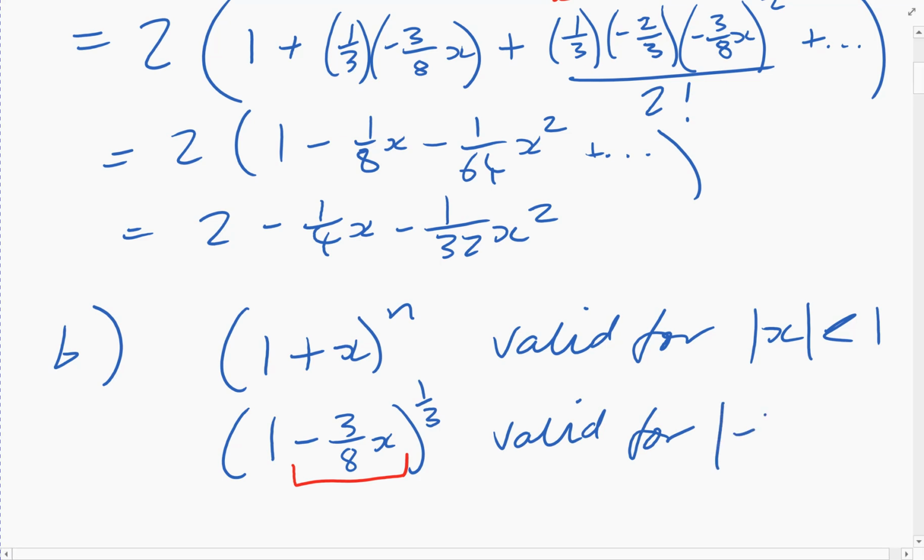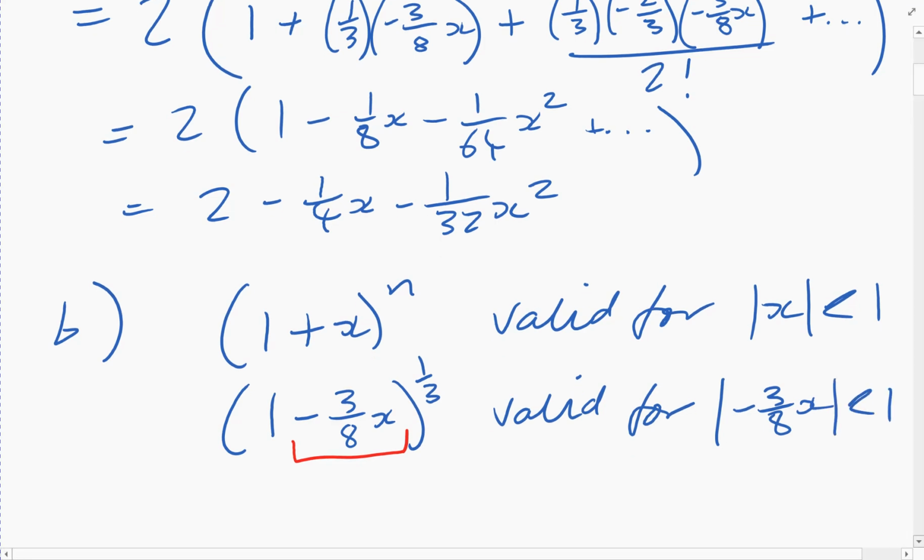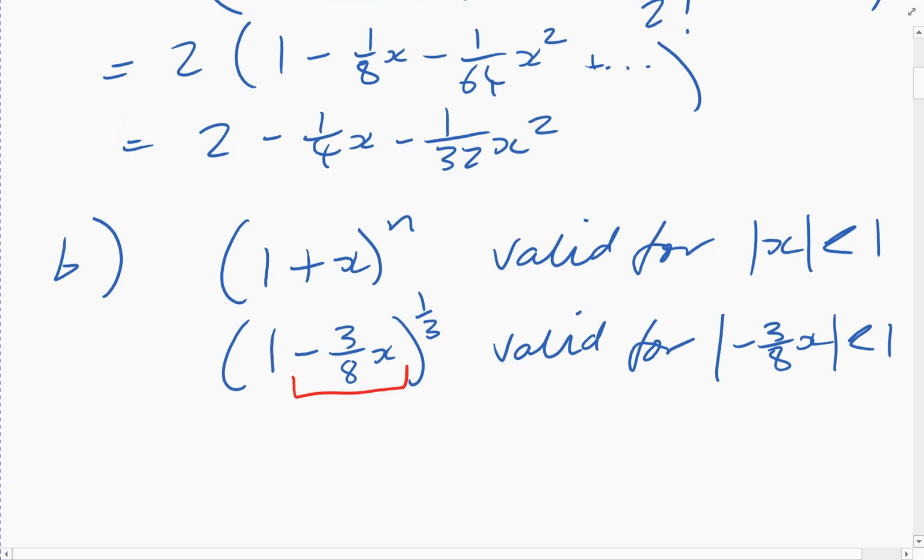So let's just write that down. Because we replace the x with that, and since you're taking the modulus of everything, that negative doesn't really make any difference, so we can ignore the minus because of the modulus, and then we just rearrange to get x on its own. So times by 8 divided by 3, and you've finished.